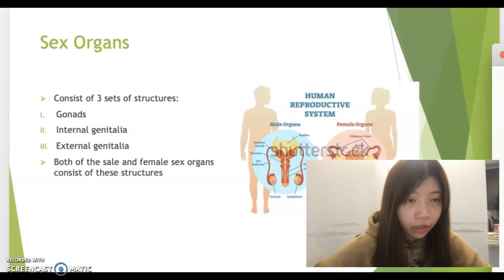The undifferentiated gonad cells destined to produce eggs and sperm are called germ cells. The internal genitalia consist of accessory glands and ducts that connect the gonads with the outside environment. The external genitalia include all external reproductive structures. Sexual development is programmed in the human germ.